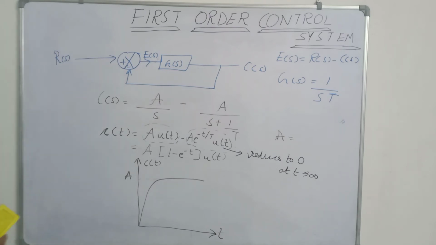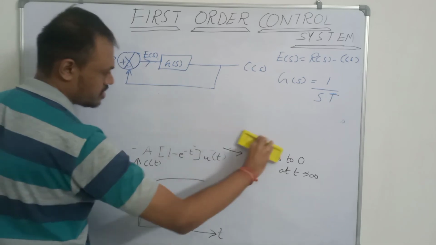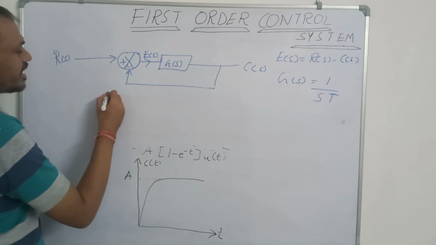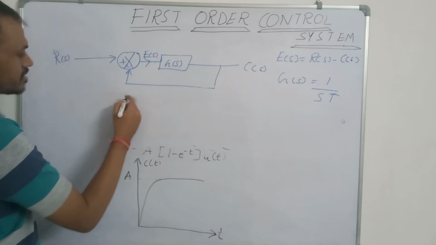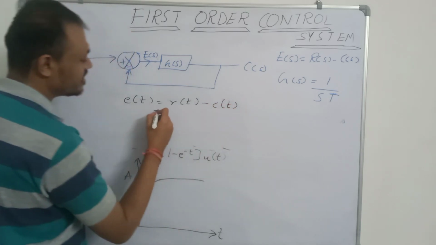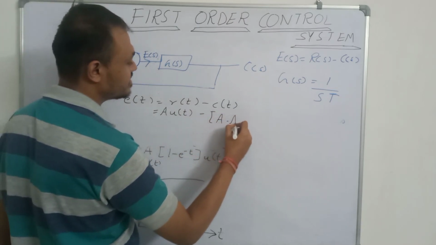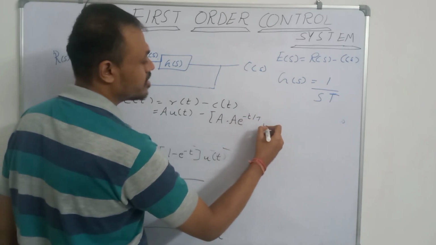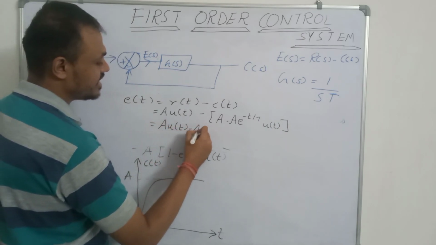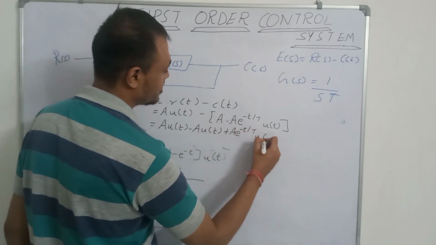And now the error signal. So this was the step response, and if we see the error signal E of T, it is equal to R of T minus C of T. So R of T was A U of T, and minus A minus A e to the power minus T by T U of T. So this will be equal to A U of T minus A U of T plus A e to the power minus T by T U of T.